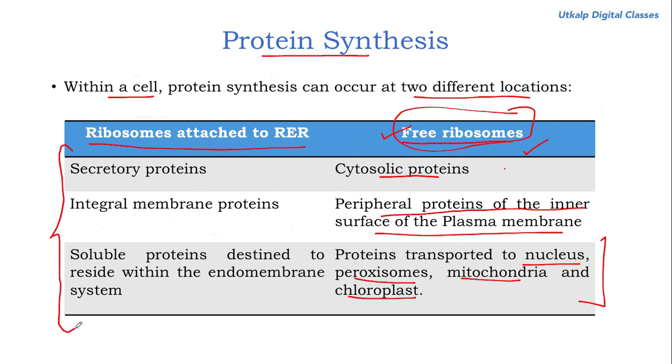Now, what all proteins are synthesized on the ribosomes attached to the RER? The secretory proteins required by vacuoles, Golgi bodies, plasma membrane, endosomes, lysosomes and ER. That is, the proteins destined to reside within the endomembrane system are synthesized on ribosomes attached to RER. So all the secretory proteins of these organelles as well as the integral membrane proteins of the RER are synthesized on the ribosomes attached to the RER.